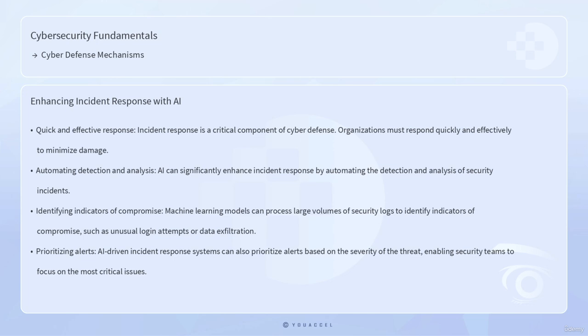AI-driven incident response systems can also prioritize alerts based on the severity of the threat, enabling security teams to focus on the most critical issues. Additionally, AI can assist in the remediation process by recommending actions to contain and eliminate threats.